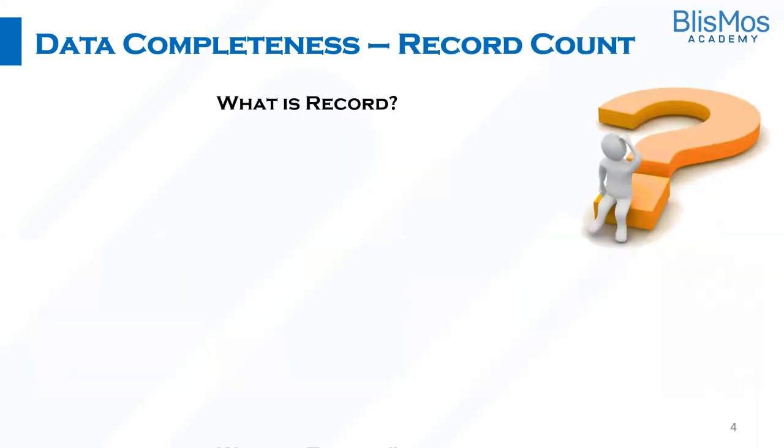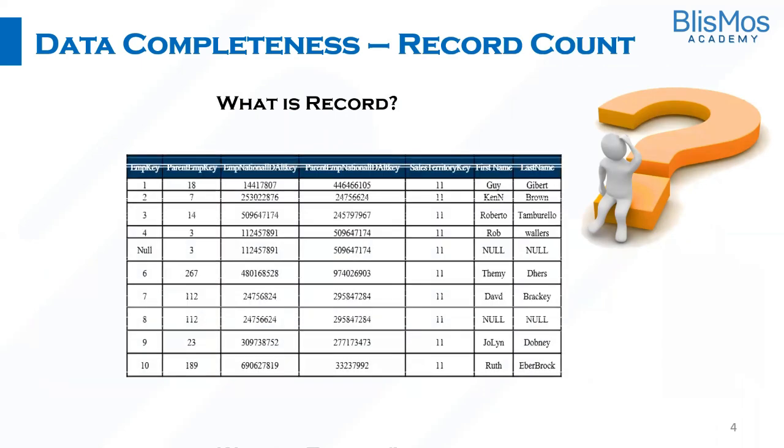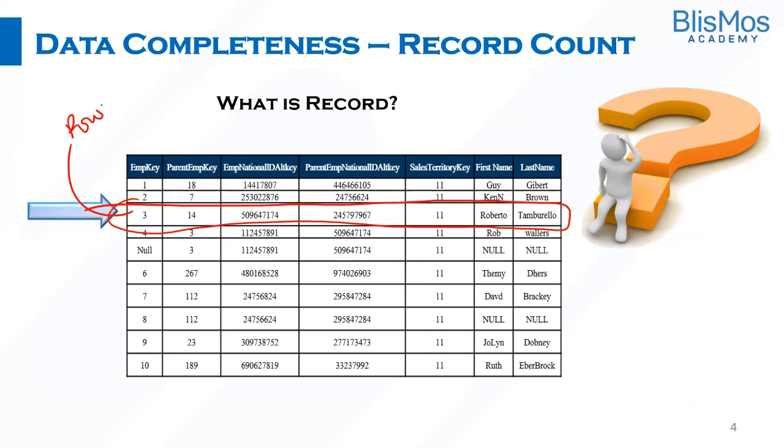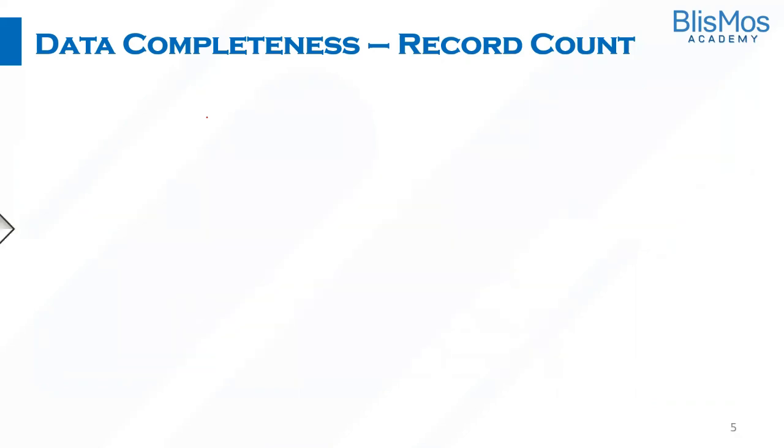Hey, have I heard a term called record? What is record? Record is a very simple thing, right? It consists of multiple values in a single row. Record is nothing but a row. Or we can also call the record as a tuple. Remember our RDBMS concepts.